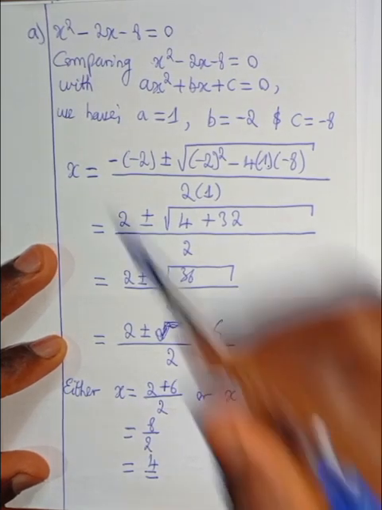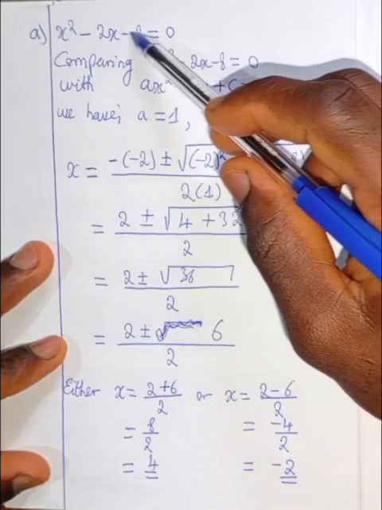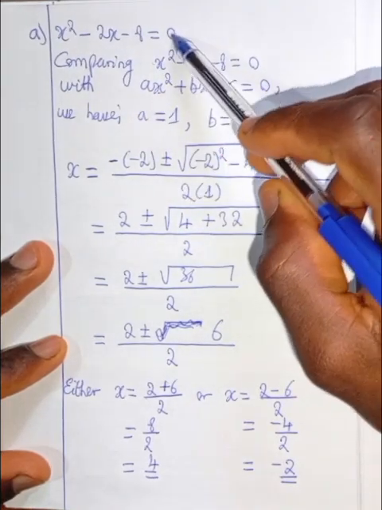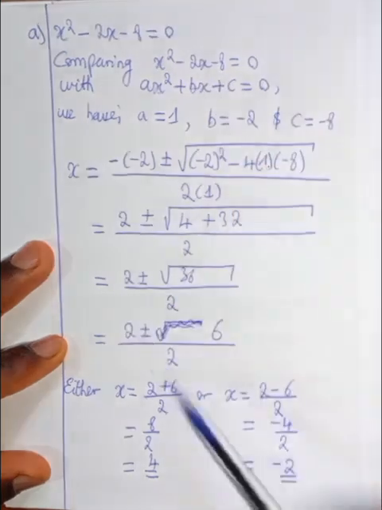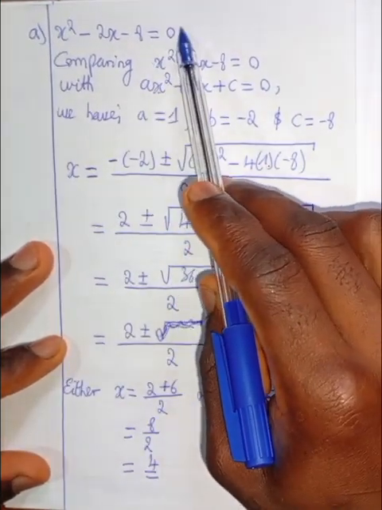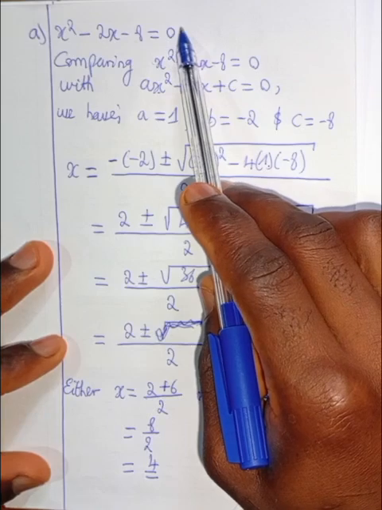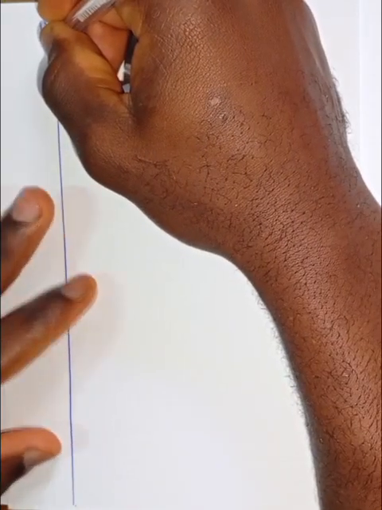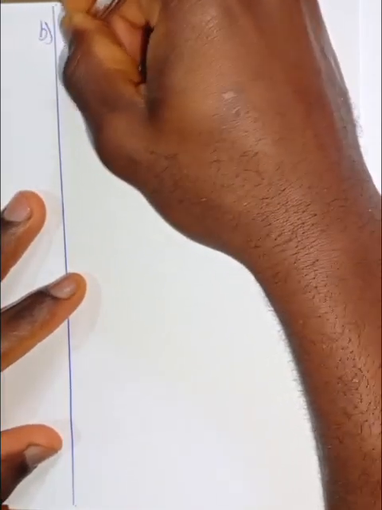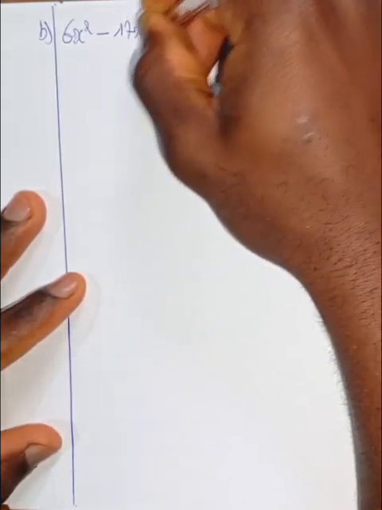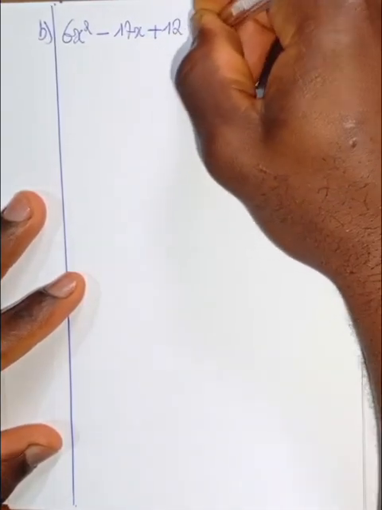It simply means if we replace x here with 4, we simplify. At the left hand side, we are going to obtain 0. Or if we replace x with negative 2, we simplify, we are going to obtain 0. That's what it means. Now we go to question B. For question B, we have 6x squared minus 17x plus 12 is equal to 0.